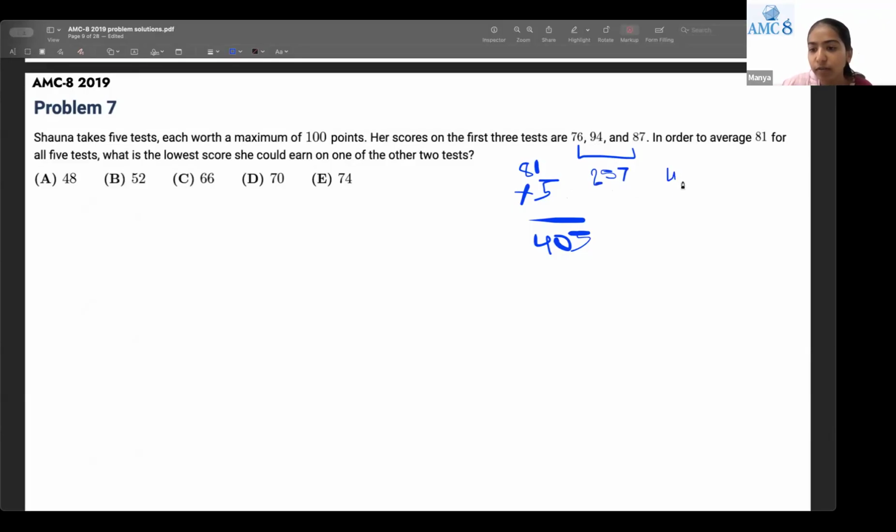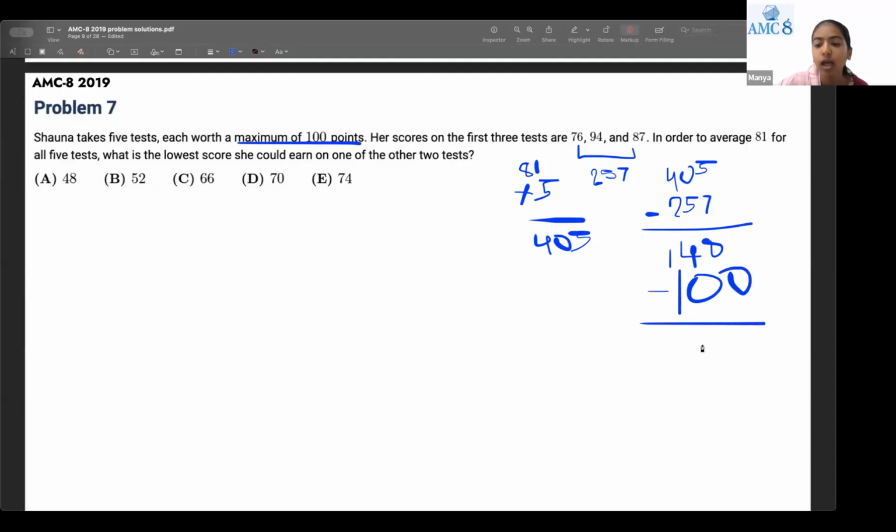So we can do 405 minus 257. If we subtract them, we get 148. And so we need 148 for the last 2 tests. Suppose that she earns 100 on one of her tests, because it says maximum score of 100 points. So 148 minus 100 is equal to 48. And we did minus 100 because we're trying to find the lowest possible score. And the lowest possible score she can earn on one of her tests to average 81 for all 5 tests is A, 48.